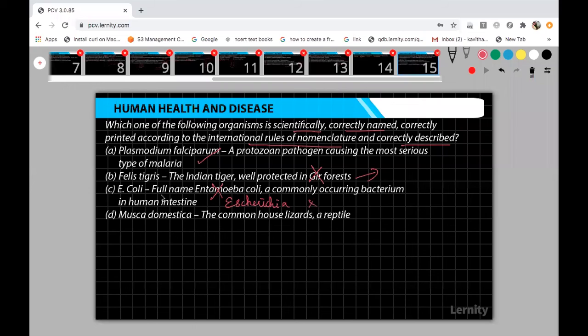Again, this is also wrong. Then in here also, it is not Felis tigris. It is Panthera tigris. The genus name is also wrong and Gir forest is also wrong. Musca domestica, the common house lizard. It is not house lizard. Musca domestica is house fly. Okay. So the correct one is option A.